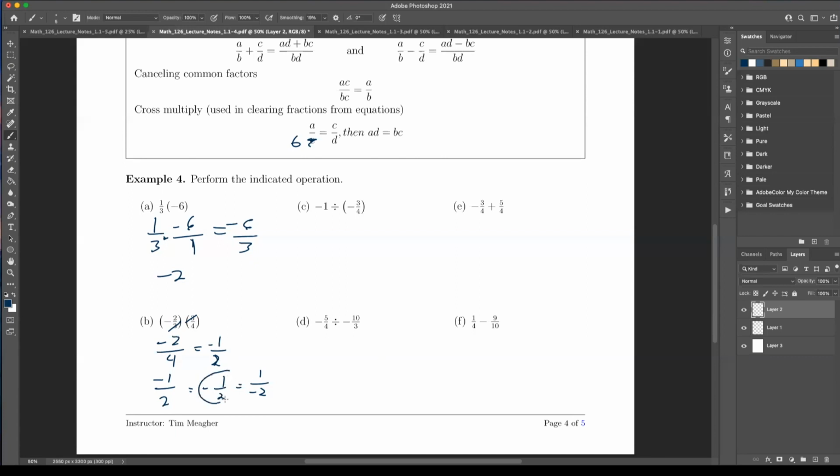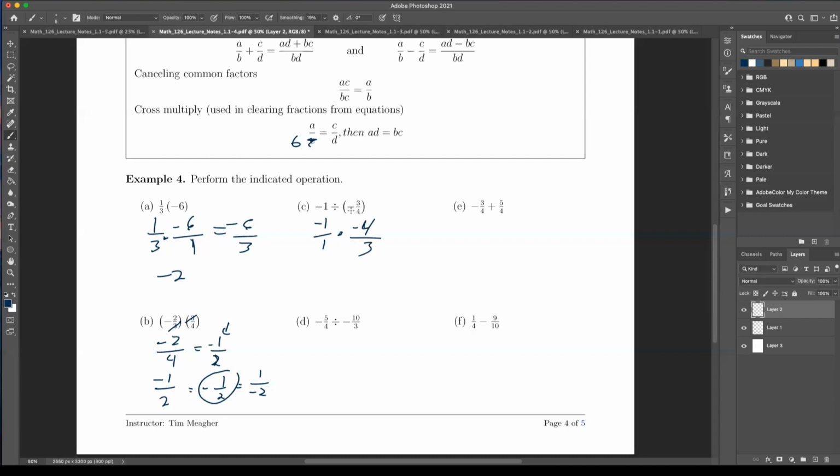This is standardly where you put it. When I'm filling out notes, I almost always put it on top, just because of my handwriting, I guess. All right. So for this one, if I have negative 1 divided by this, I'm going to write this as negative 1 over 1. I'm going to multiply, and then I'm going to flip this fraction. And so here I'm going to put negative 4 over 3.